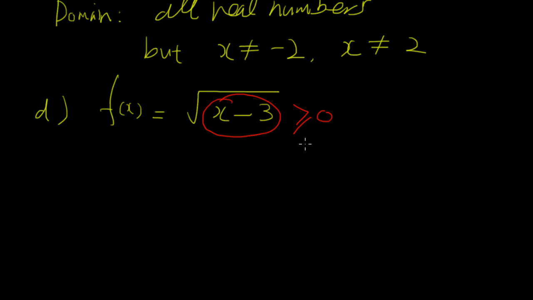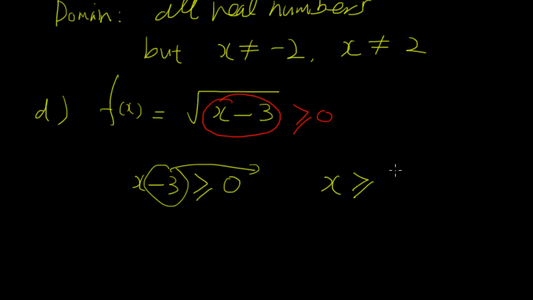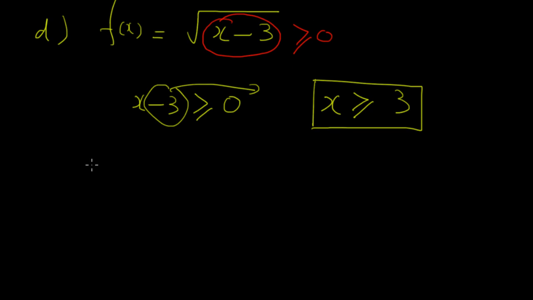So whenever you have something like this, you need to figure out what x value will make this less than 0, right? So this should always stay greater than or equal to 0 like that. And how do you solve this? Well, you move this negative 3 to the other side, right? So that becomes x greater than or equal to 3. And that's the domain. Now, most professors will take this as the correct answer, right?